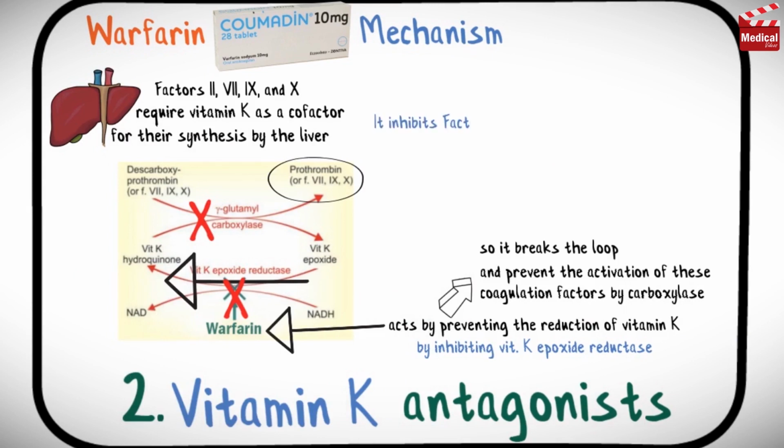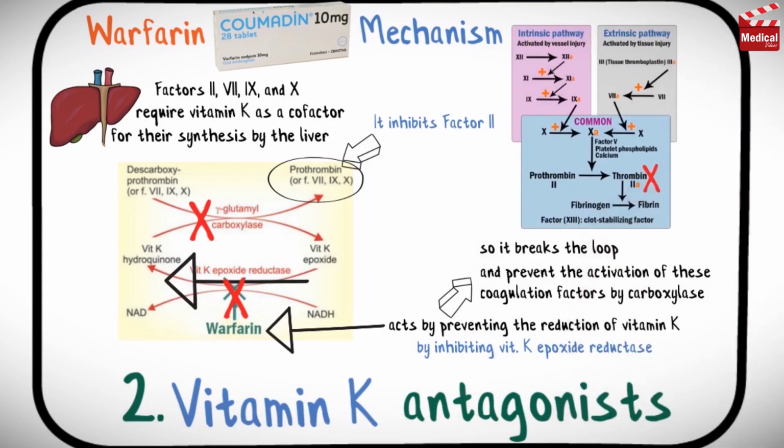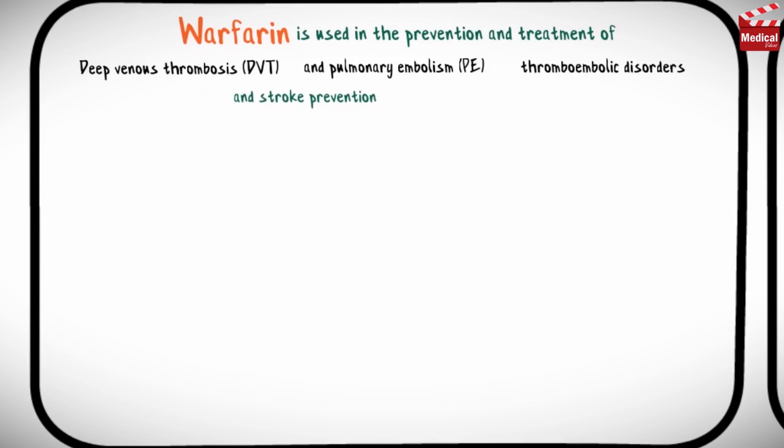It inhibits factor 2, which is prothrombin. So it prevents the formation of thrombin, and subsequently prevents the formation of fibrin, so it prevents clot formation. Warfarin is used in the prevention and treatment of deep venous thrombosis and pulmonary embolism, thromboembolic disorders, and stroke prevention in the setting of atrial fibrillation.